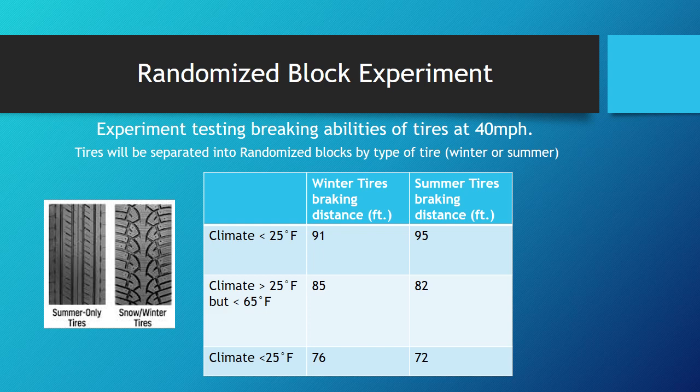The two types of tires will be set up into separate blocks and then randomly selected for one of the three testing groups. In the hypothetical chart shown on the slide, the three different treatments of the tires will be based on the climate in which they are tested.